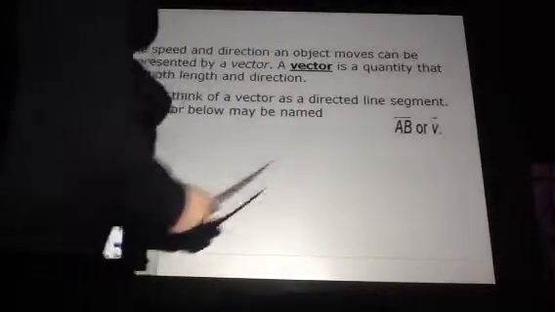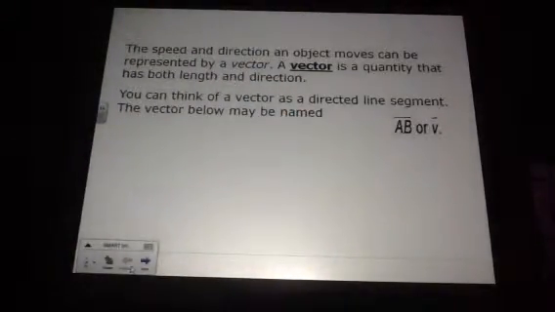Okay, today's the last section of Unit 8, and it's 8-6. We're going to be talking about vectors. The speed and direction of an object moves can be represented by a vector. A vector is a quantity that has both length and direction. You can think of a vector as a directed line segment.